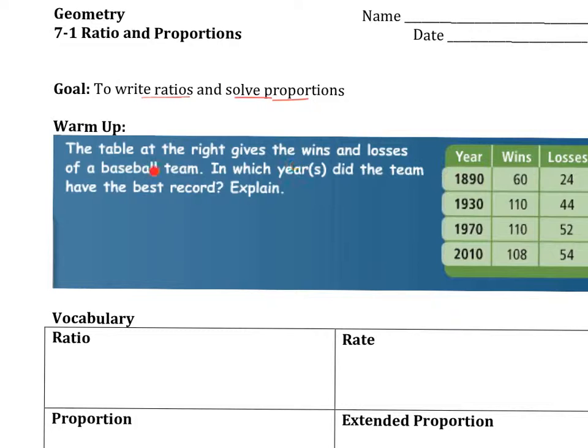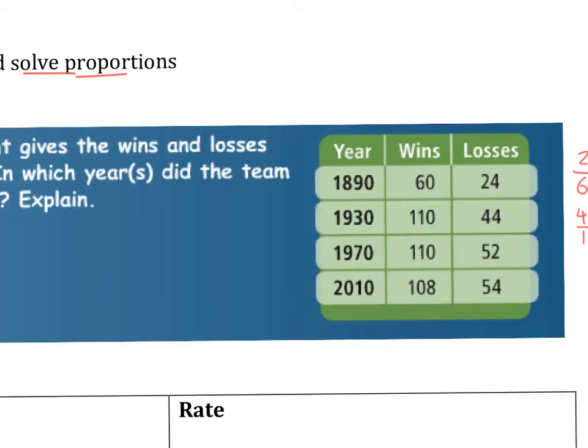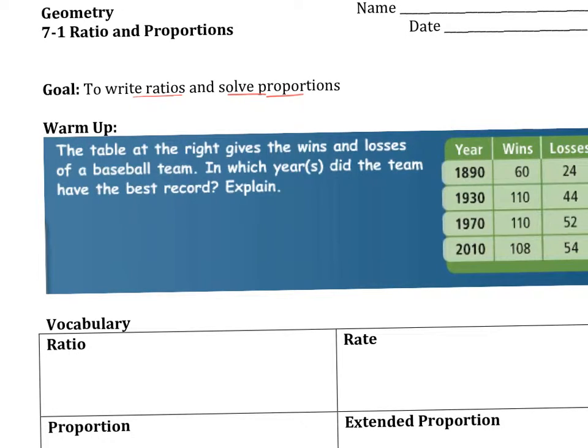The table at the right shows the wins and losses of a particular baseball team over several years. In which years did the team have the best records? If we consider the simplest possible route, you take the number of wins, the 60, and divide it by 24, and we start off with this ratio. But notice that for each one of these, like 110 divided by 44, even if I reduce the fractions, because we have different denominators, it's hard for us to tell which number is going to be the largest, because ultimately in this scenario, I want more wins than I want losses.